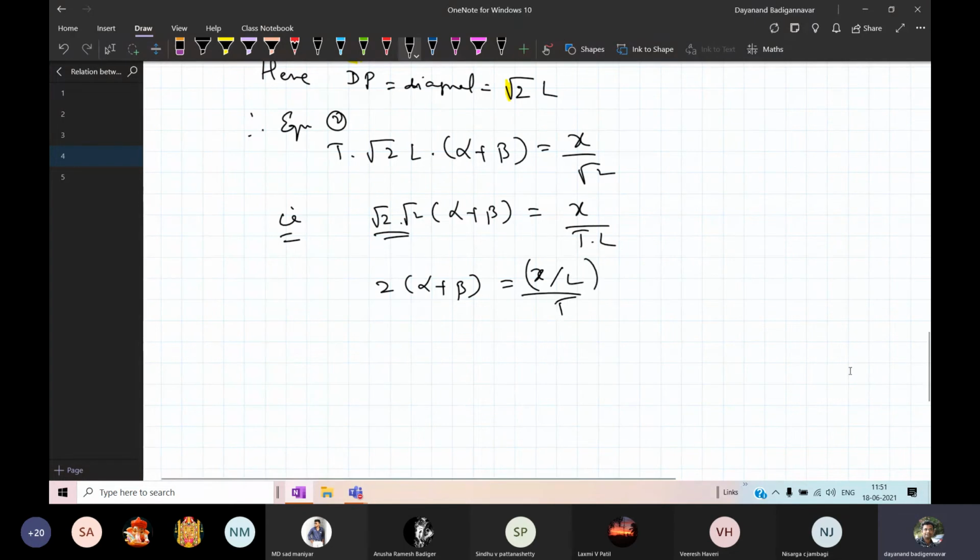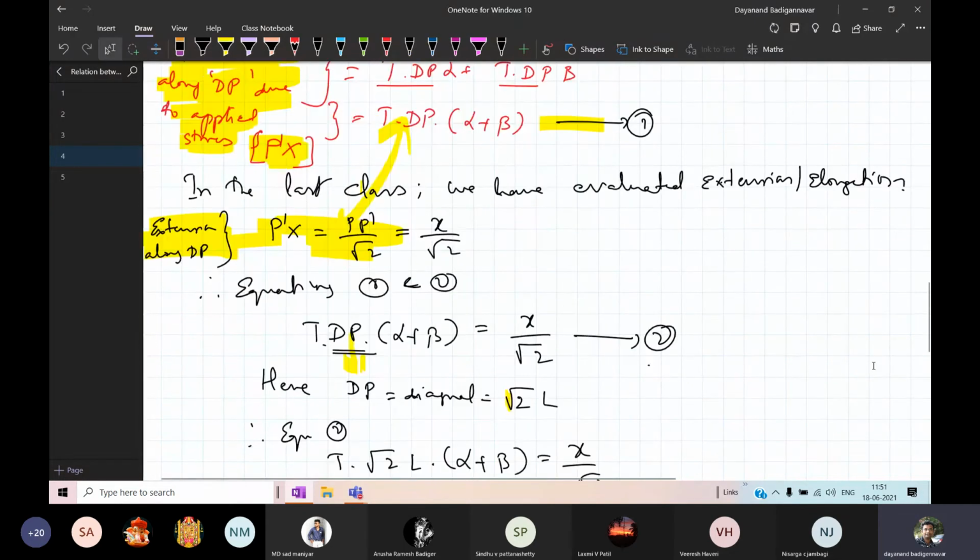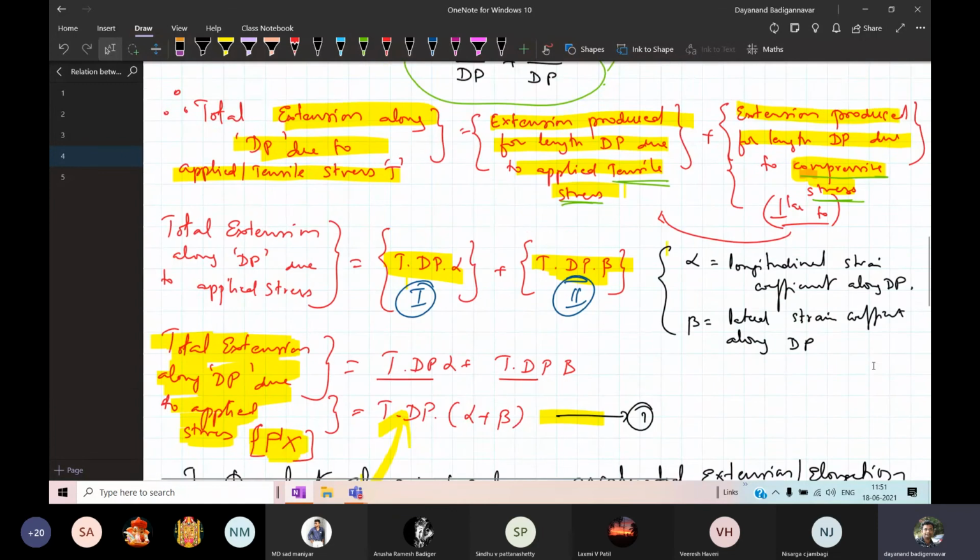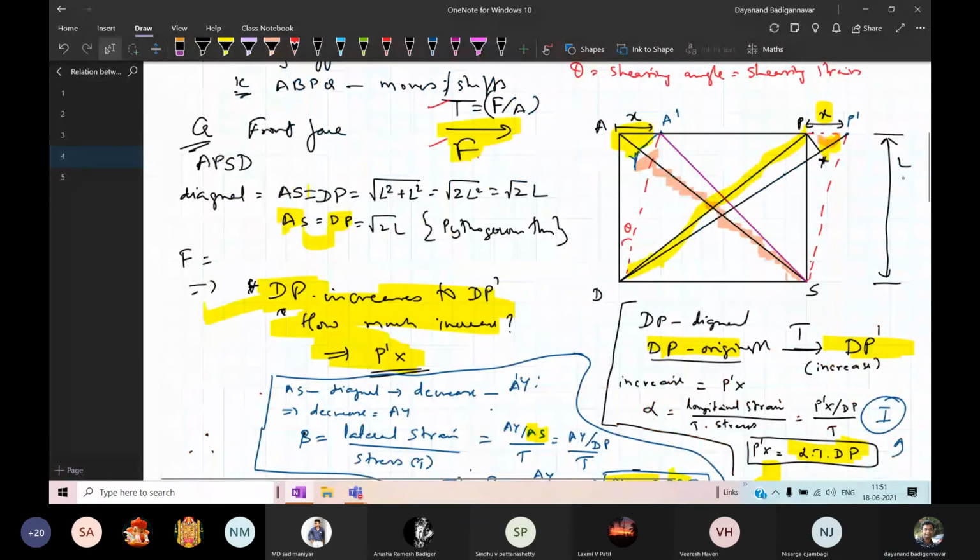Now what is this X by L? Look here on the diagram. This is L, the length of the wire, and this is X. You can see here, this is the X.